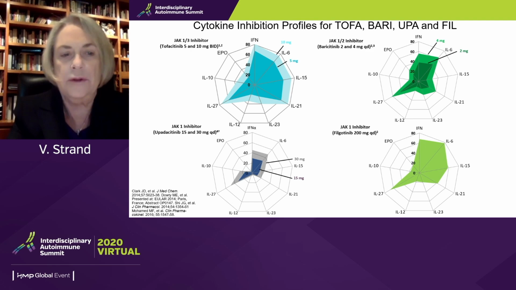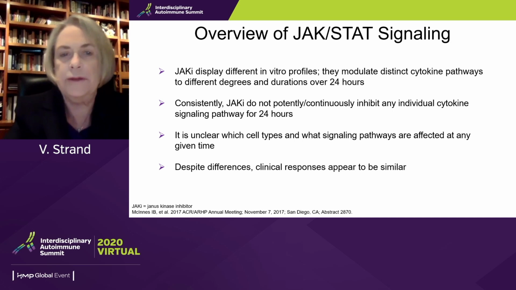What we know is that JAKs display different in vitro profiles and different IC50s, and they modulate distinct cytokine pathways to different degrees and durations over 24 hours. But despite all these differences, clinically, they behave more similarly than they do differently. They don't potently or continuously inhibit any individual cytokine signaling for 24 hours, and it's actually unclear which cell types and what signaling pathways are affected at any given time. So as I mentioned, clinically, they still appear to be similar. They share similar efficacy and safety profiles, and we'll see that as we go forward.